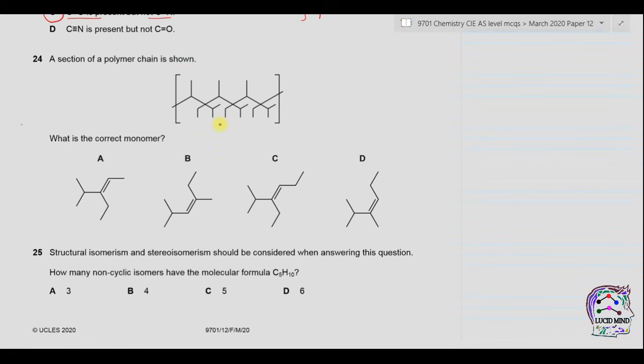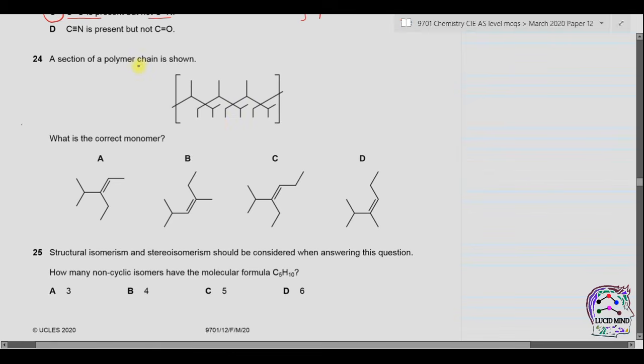Question number 24. A section of a polymer chain is shown. What is the correct monomer? So from this chain we have to find out the monomer. First let's find out the repeat unit. As we know, the bond that is coming out of this square bracket was a double bond in the monomer. Similarly, this bond was also a double bond when it was a monomer.